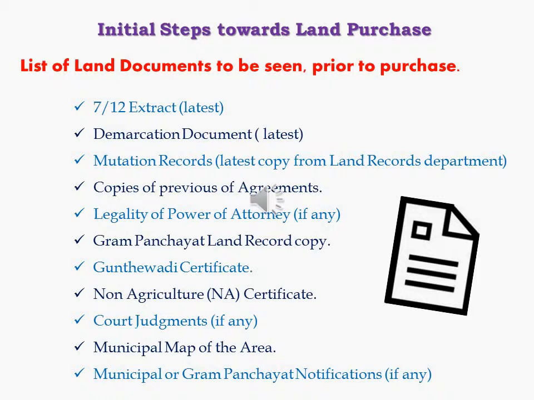This is followed by the non-agricultural certificate. If the area is under non-agricultural area, the current owner can provide you an NA certificate for the land. However, it's not a very compulsory document, because if the area is in the municipal area, there are times when you could take up an agricultural land in the area within the city and then apply for an NA, and then you do get it.